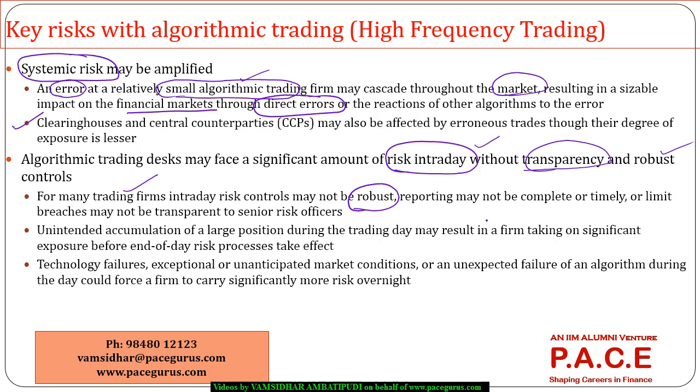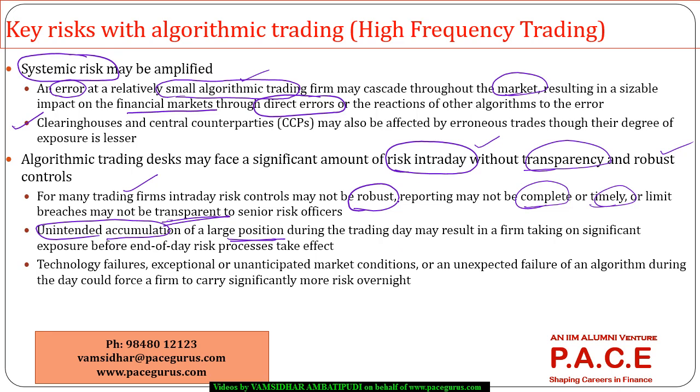So the reporting of the losses regarding the intraday may not be complete. They may not have a proper process in place for intraday reporting. The timely reporting of the losses and risks intraday is also a lagging process. Limit breaches within the day, again there might be a problem. So the way these things are governed, the way they are controlled, the way the information is provided to the senior risk officers, the transparency is much lesser on an intraday basis compared to a day-wise basis, and that itself could impact the overall profitability of various algorithmic trading desks. So there is the possibility of unintended accumulation of a large position during a trading day.